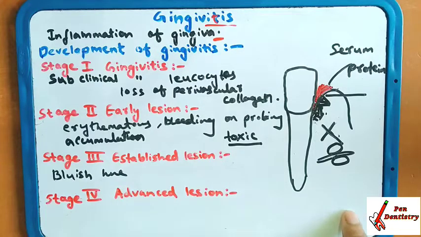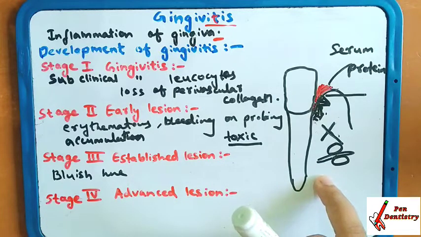Further, you can see here that the collagen will be destroyed, which will continue the loss of the connective tissue seen in the earlier lesion. The connective tissue will be lost. These things you are going to see in the established stage. Here the inflamed gingiva will be seen.